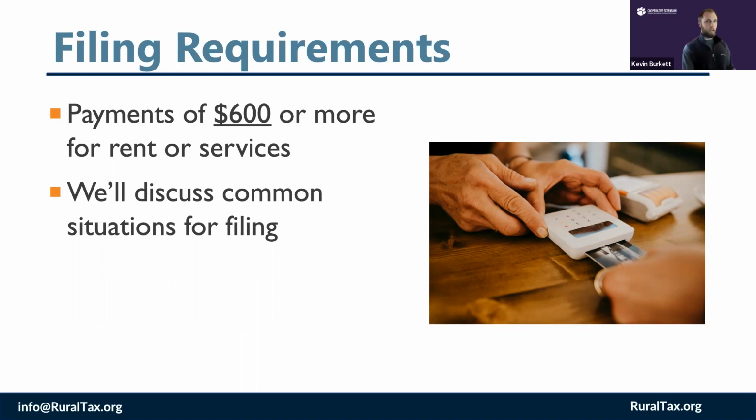But let's say another scenario would be they actually came to your operation and they painted your barn for you, and you paid them $800 during the year. Okay, now that's a business to business payment. We've exceeded that $600 threshold, and so now a 1099 is going to be filed. So we'll discuss some more common situations for filing, but I just wanted to give you some basics there.